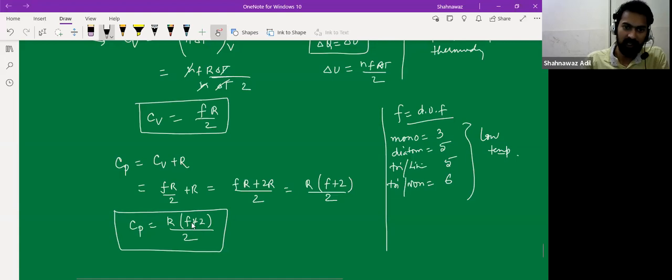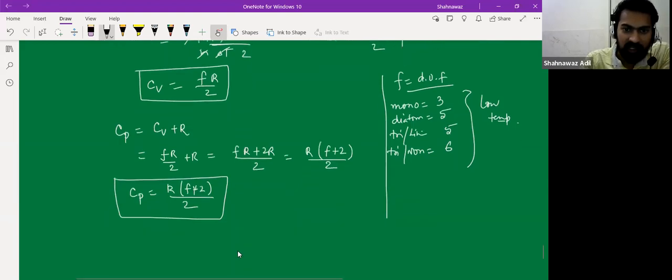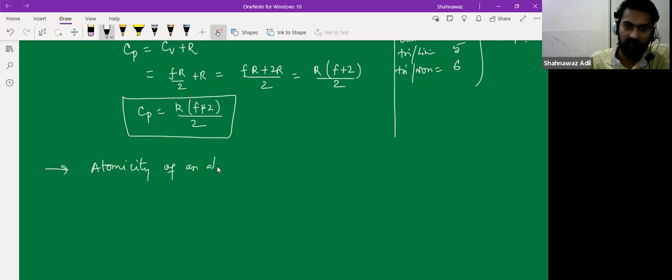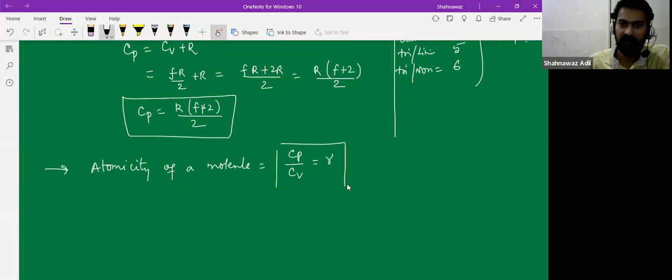So Cp. Right. And one more thing is the atomicity of the atom, or atomicity of an atom or molecule, let's see. This is defined like Cp by Cv, which is gamma, right?